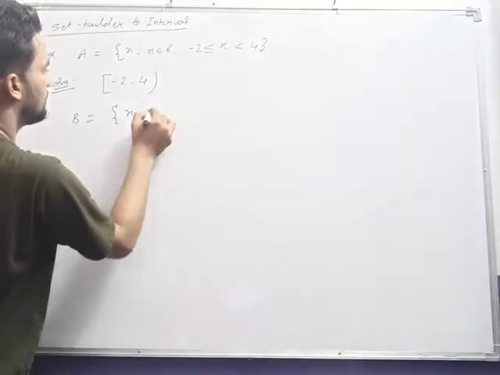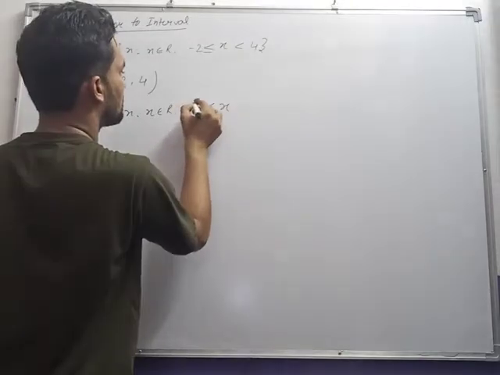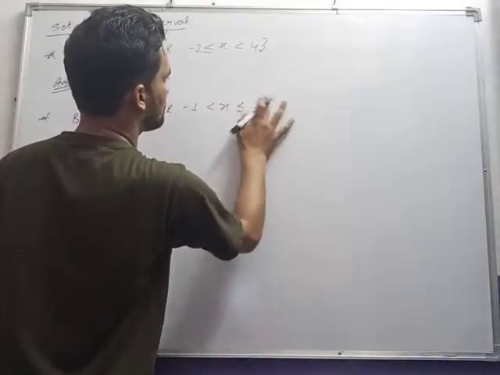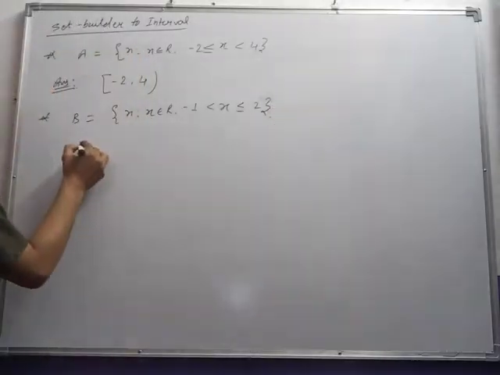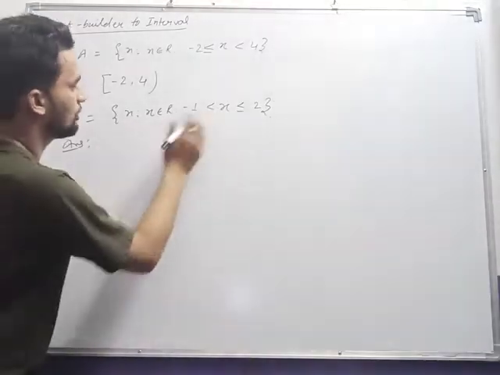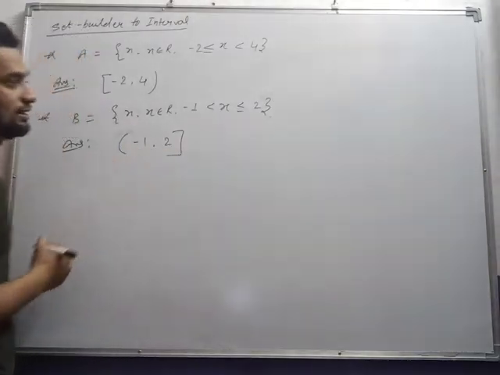One more we can take: set B such that x belongs to real numbers and the condition for x is greater than -1 and less than 2. So firstly you can say the answer will be: no equal sign, so open bracket, -1 comma 2, with a closed bracket at 2 where the equal sign is, like this.